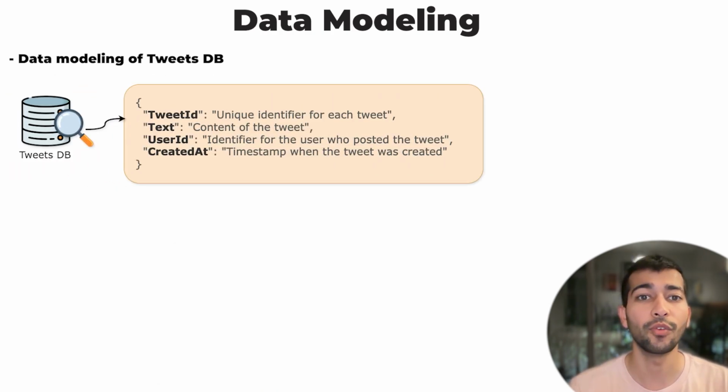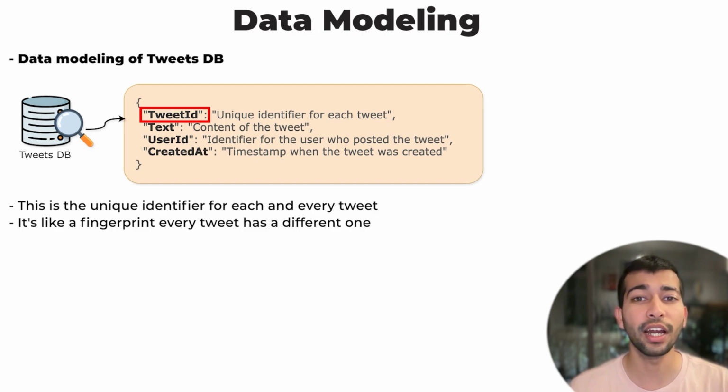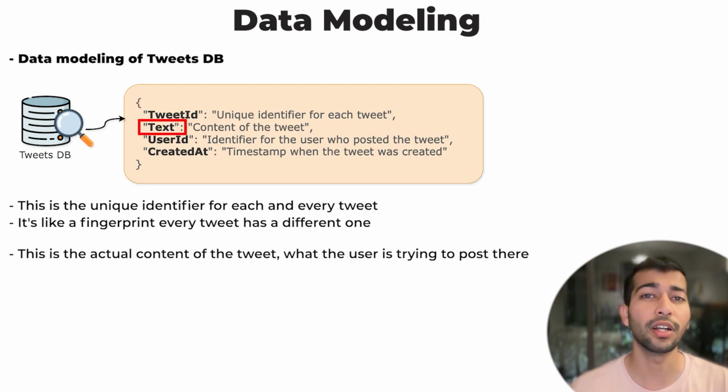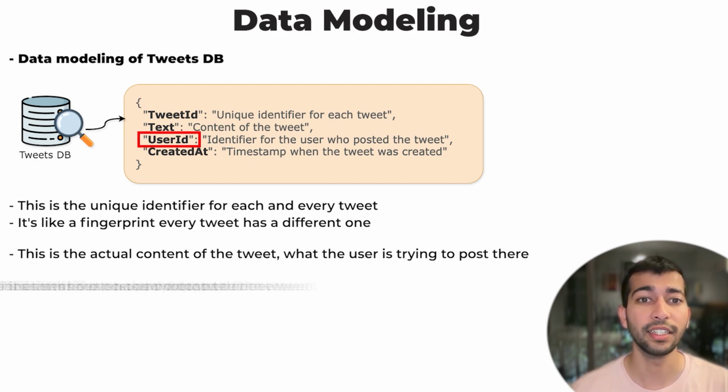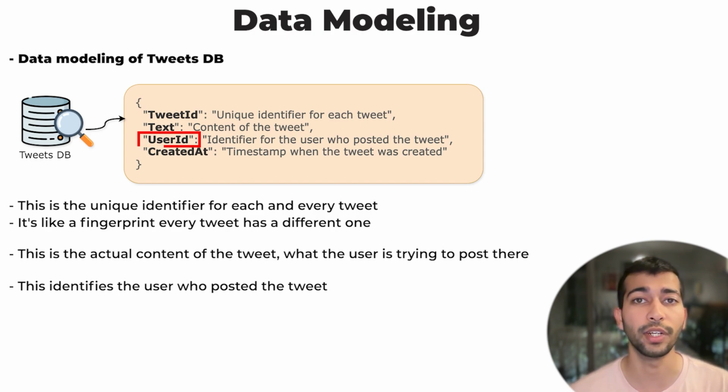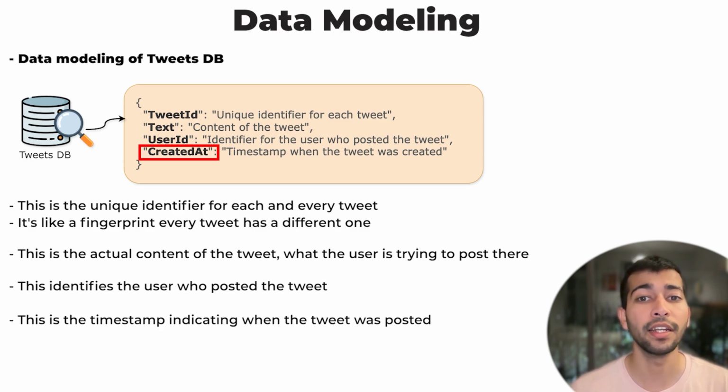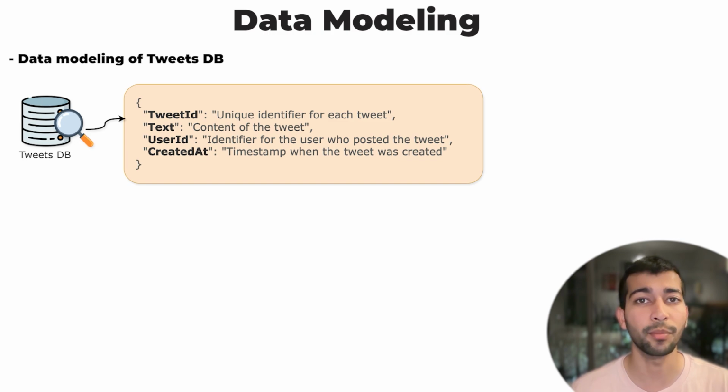It consists of tweet ID. This is the unique identifier for each and every tweet. It's like a fingerprint. Every tweet has a different one. Next, it has text. This is the actual content of the tweet, what the user is trying to post. The third one is user ID. This identifies the user, the ID of the user who posted the tweet. The fourth one is created at. This is the timestamp indicating when the tweet was posted. Pretty standard, all of these are pretty standard.